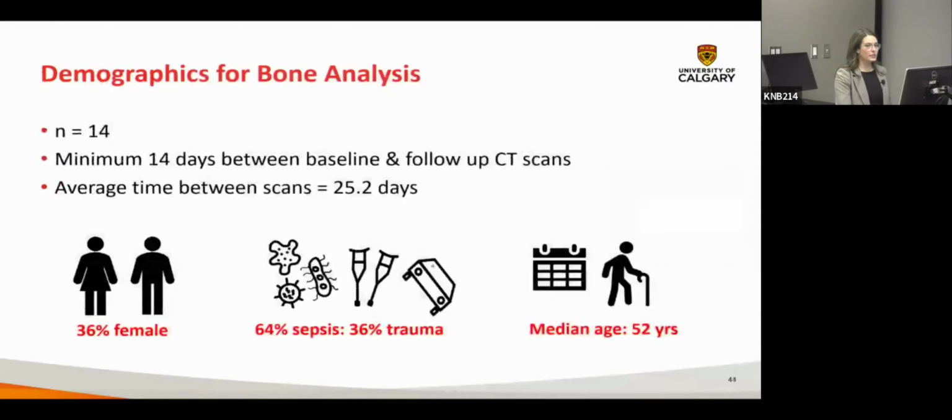So in terms of our demographics for this study, we again had a sample size of 14 that met the criteria of having a minimum of 14 days between their baseline scan and follow-up scan. And the average time between those two scans was 25.2 days. 36% were female, 64% were sepsis patients, and then we had 36% that were trauma patients, and the median age was 52. So a little lower than what we'd see when we're looking at the whole cohort.